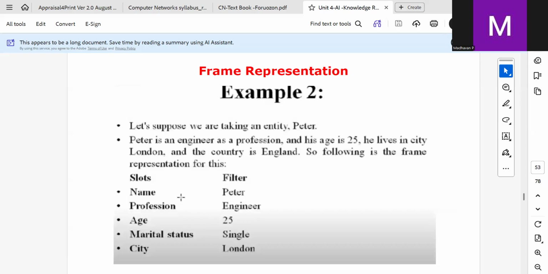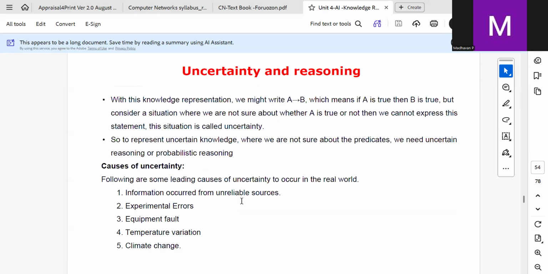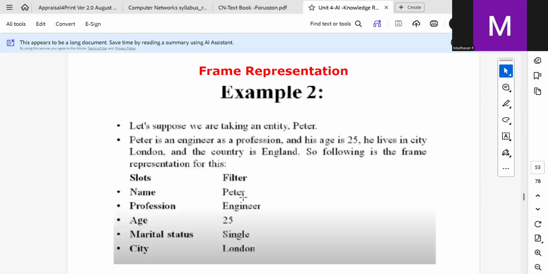The second example is about a person, an employee. What is the name of the employee and what is the profession? What is the age, status, city? This could be applied as a kind of frame representation. So with this, we complete the different types of knowledge representation using semantic and frame representation.